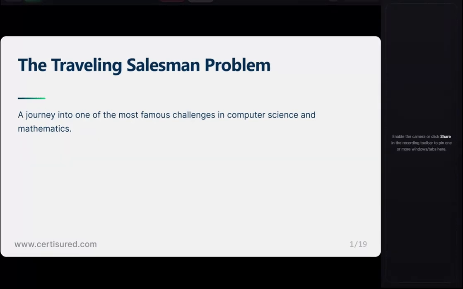Welcome, everyone. Today, we're diving into one of the most fascinating challenges in computer science and mathematics, the Travelling Salesman Problem, or TSP. It sounds simple on the surface, but as we'll see, it holds some of the deepest complexities in the world of algorithms. Let's explore how we navigate this puzzle of optimization.